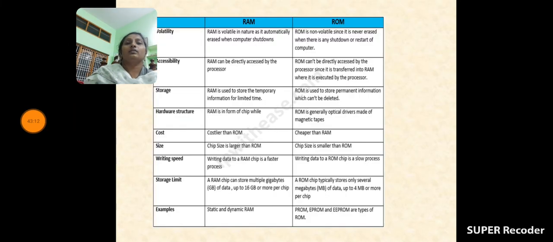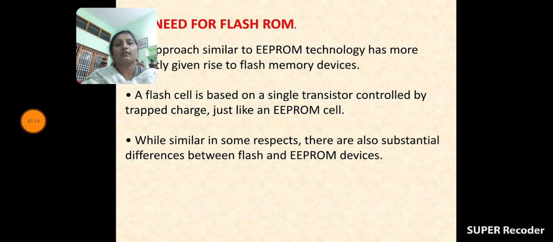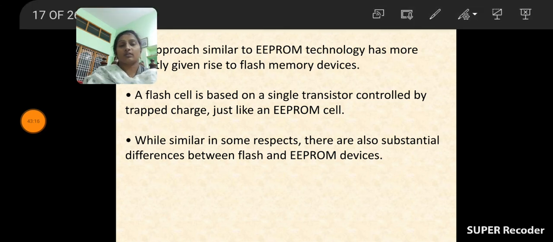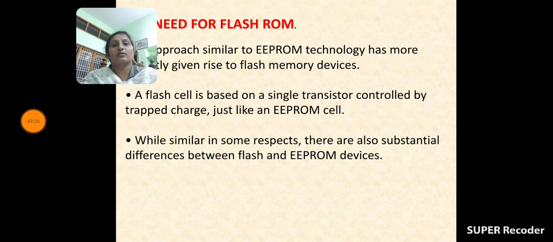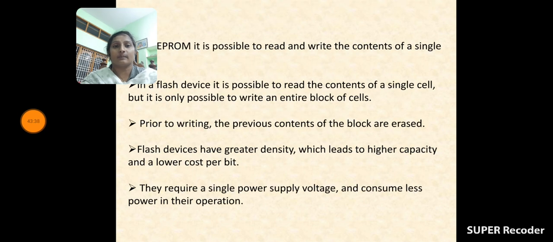And while coming to the next topic, need for flash RAMs. So what is meant by flash RAM and what is the need for flash RAM? Here the flash cell is based on a single transistor. How is it designed? It is designed based on a single transistor, and it is controlled by the trapped charge, just like an EEPROM. Means electrical voltages are used here to enter the data.